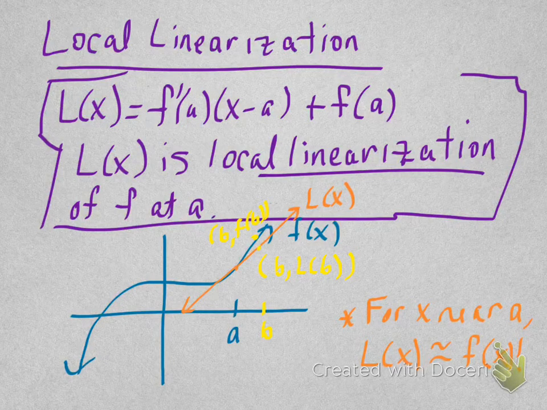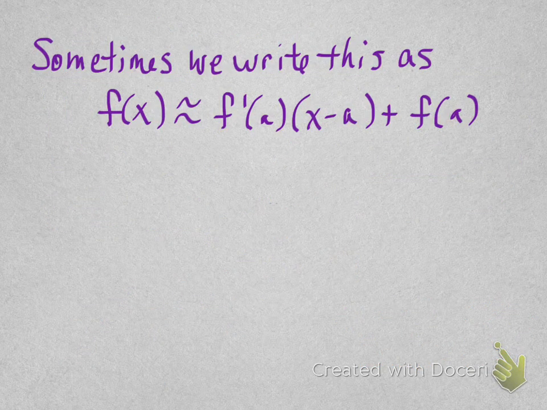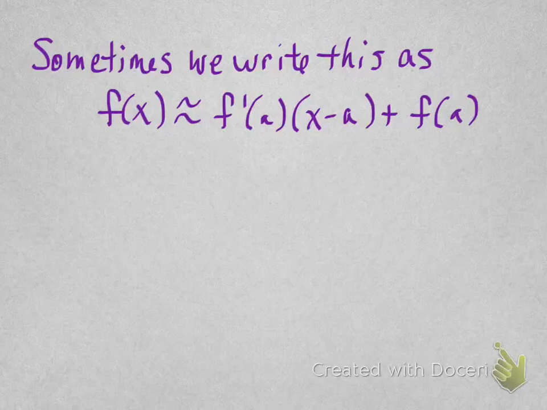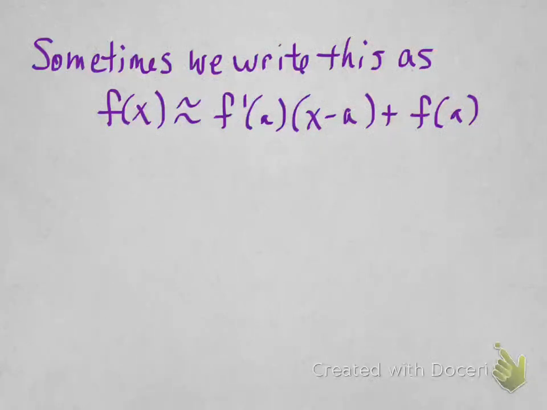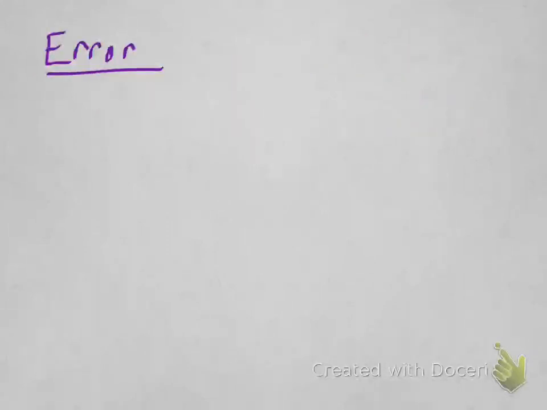And in math symbols, for x near A, L of x is approximately equal to f of x. And we sometimes write this as f of x is approximately equal to f prime of A times x minus A plus f of A. Now, those two things are not exactly equal. That's why we use those curly, almost equal, equivalence signs. So there can be an error.